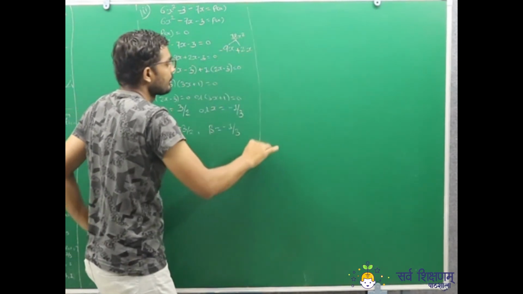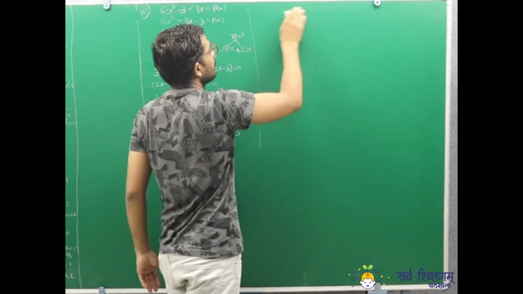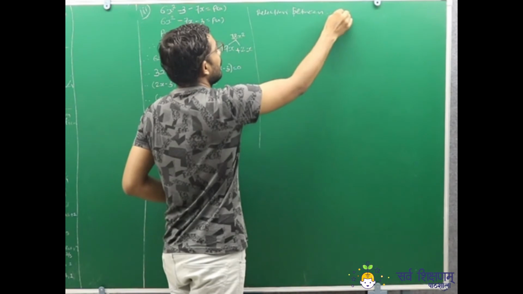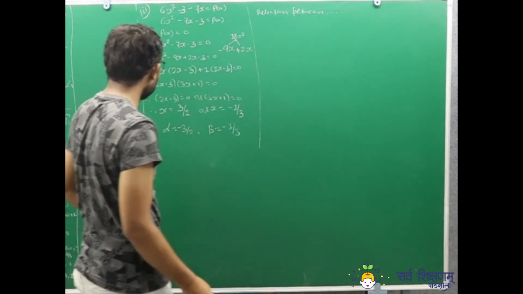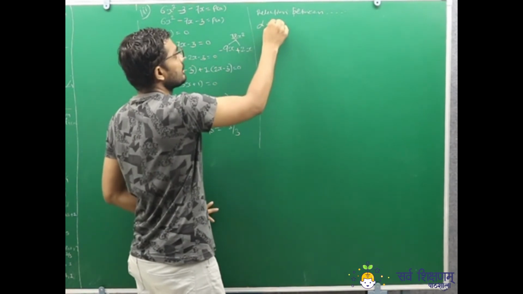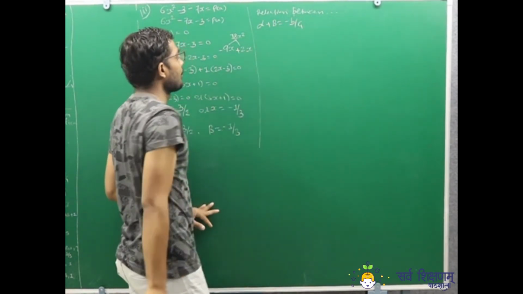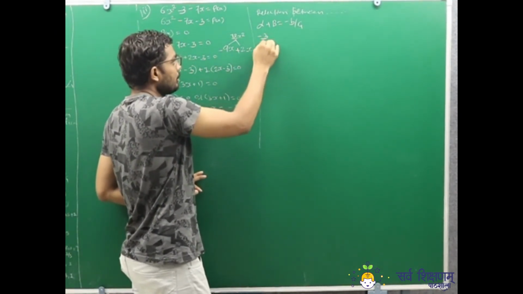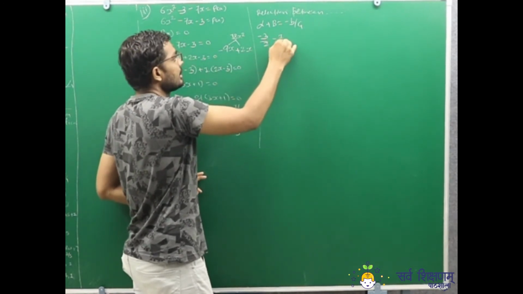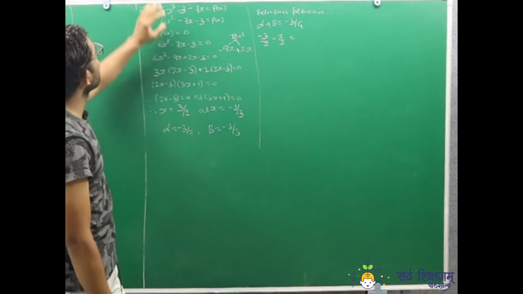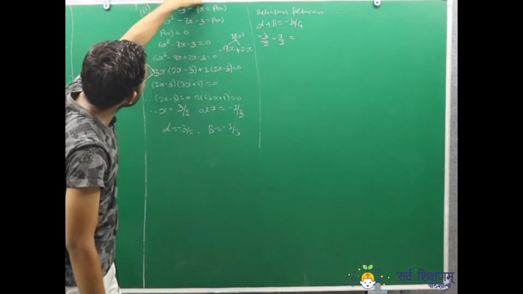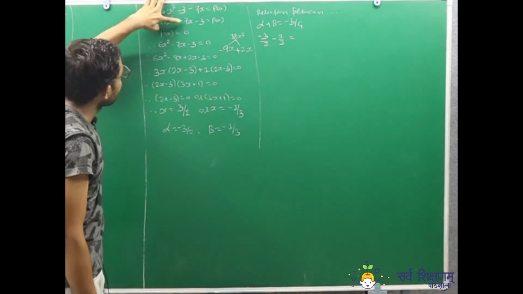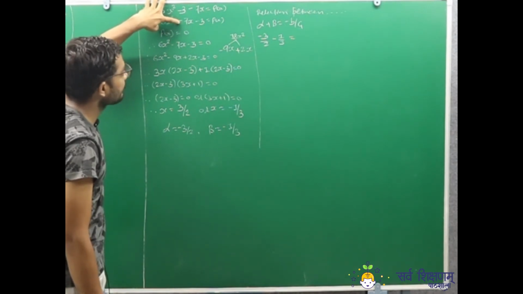Now, the relation between coefficient and zeros of the polynomial. Alpha plus beta is equal to minus b by a. The value of alpha is 3 by 2 and the value of beta is equal to minus 1 by 3. 3 by 2 minus 1 by 3 is equal to minus b by a. We use this, where b is minus 7.